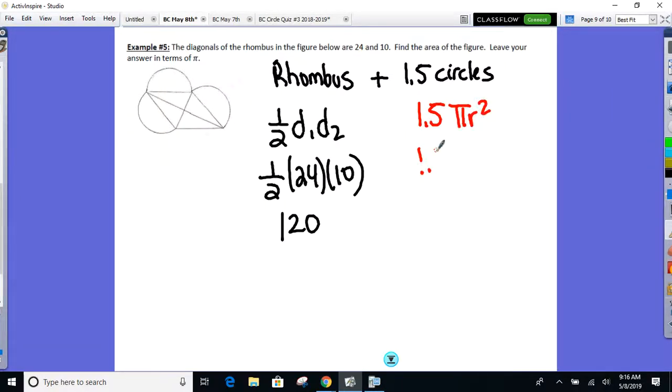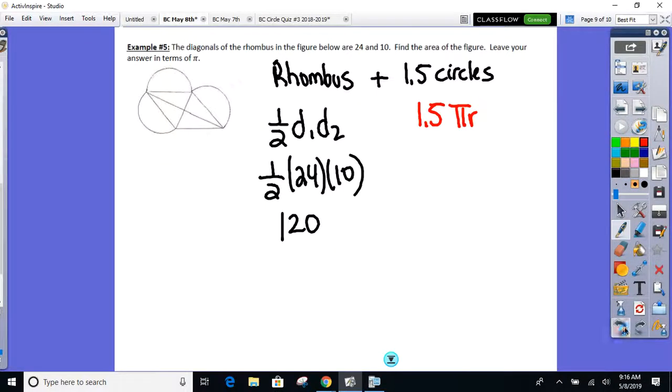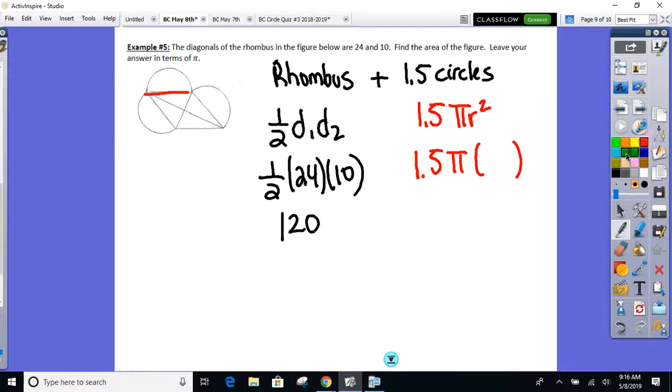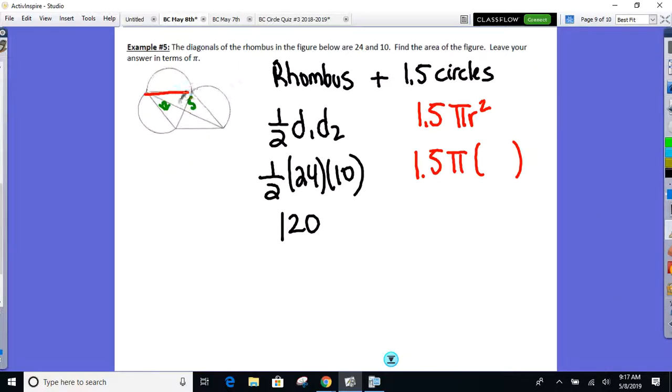Ooh, whoa, hey, how about that radius? First of all, the side of the rhombus is the what of the circle? That's a diameter, so I do need to find that side. How? Well, 24 and 10, yesterday, what did the diagonals do in a rhombus? Bisected each other, and they were perpendicular. So we can say this is 12 from the 24. This is 5 from the 10. Perpendicular, I can do Pythagorean theorem with 12 and 5.